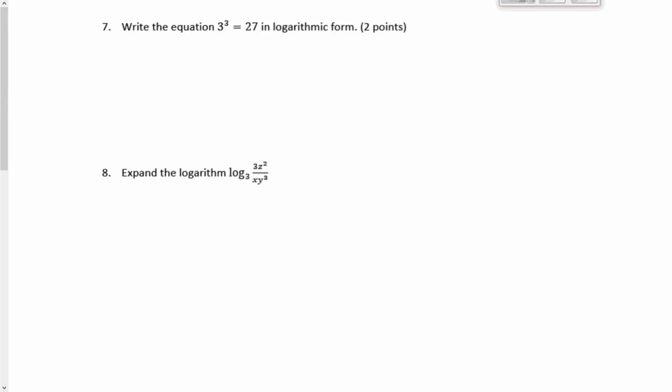Okay, now we're moving on to logarithms. So we talked about one-to-one, talked about inverse functions, finding inverse functions, as well as proving that two functions are inverse. Now we're doing logs.